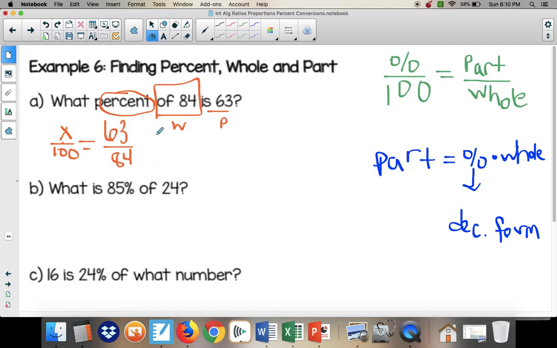So again, just different ways you can figure it out. Say, how many times do you multiply 63 to get 84? Divide it here, same thing here. Or we just go straight across. So 63 times 100 divided by 84 gives me 75%.